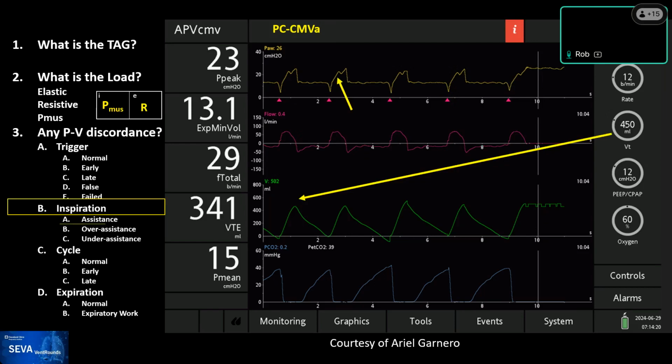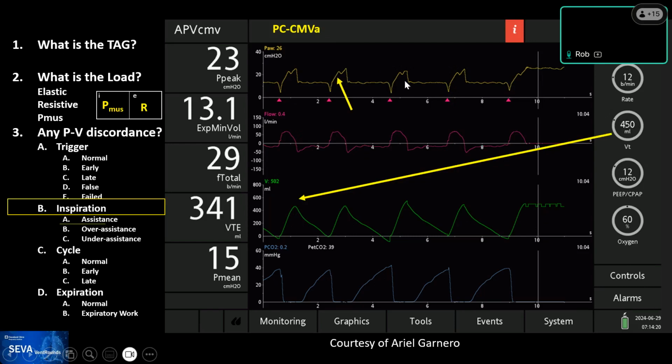Now, my assessment is it's probably acceptable work shifting. Why? Because we have a target of 450, and that's pretty much what we're getting. If it was under assistance and the patient was making extremely large inspiratory efforts, then we'd typically get a high tidal volume and a very low inspiratory pressure. Why would the pressure go down? Well, because again, this is adaptive targeting.